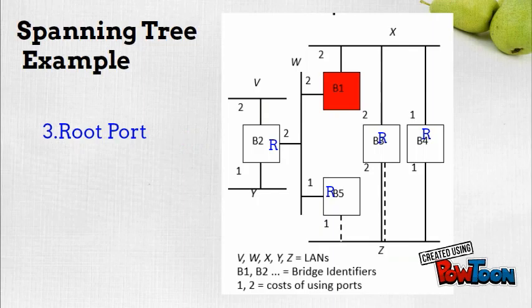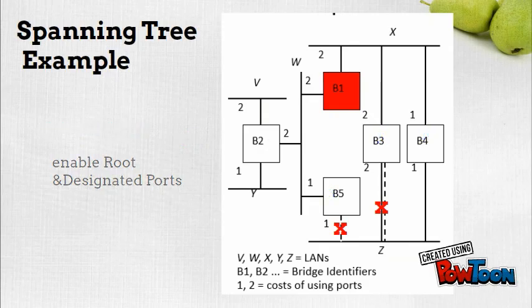The third step is to identify the root ports that are connected to B1, enable the root and designated ports, and disable other ports, and last maintain the topology.